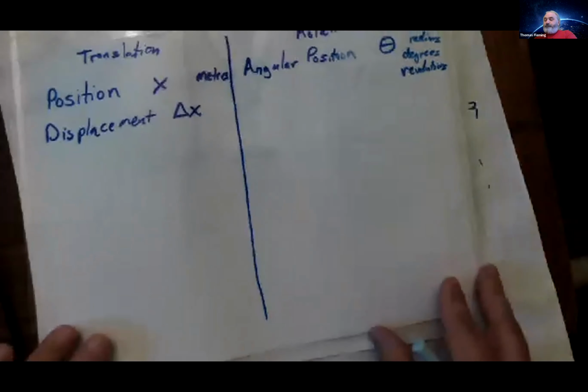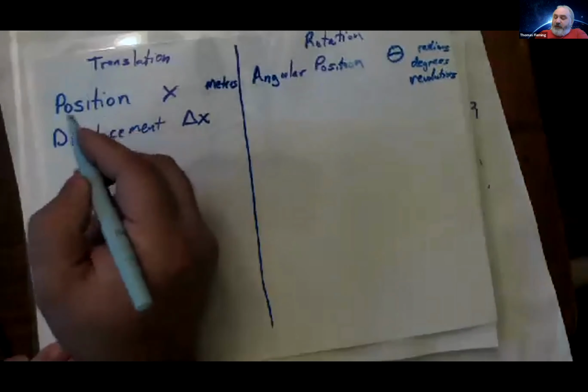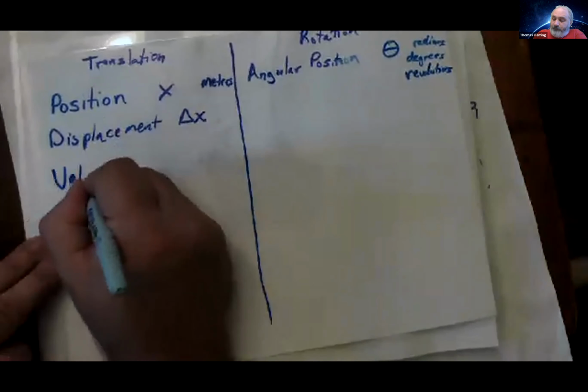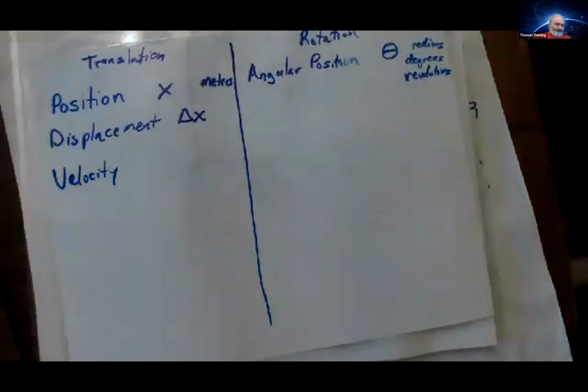Now, back in chapter 2, we started with position and displacement, but very quickly we began talking about velocity. What's the definition of velocity?